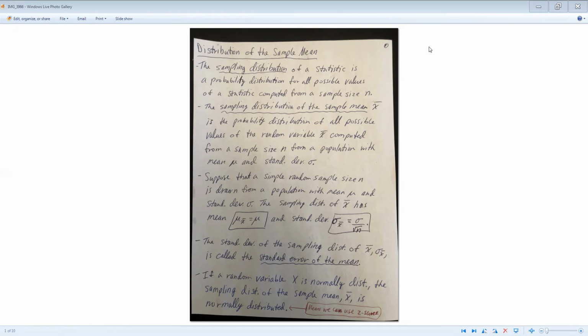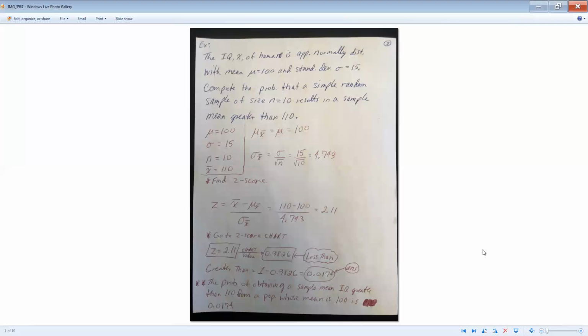Now, if a random variable x is normally distributed, the sampling distribution of the sample mean x bar is normally distributed. That's very important because that allows us to use z-scores in the z-score application. You have to have that normal distribution relationship.